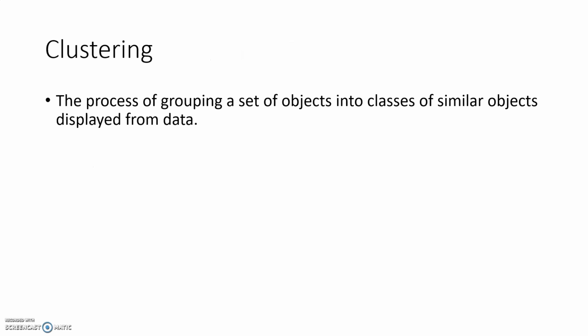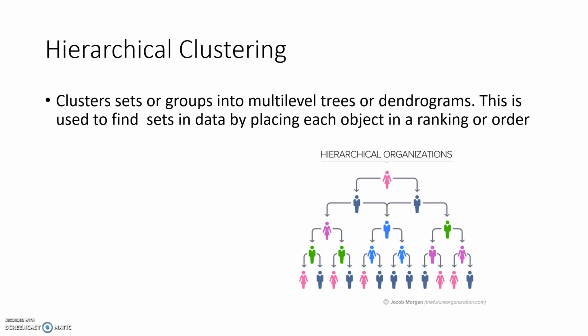What is clustering? Clustering is the process of grouping a set of objects into classes of similar objects displayed from data. Hierarchical clustering clusters sets or groups into multi-level trees or dendrograms. This is used to set the data by placing each object in a ranking or order.